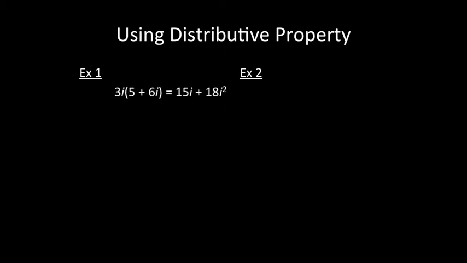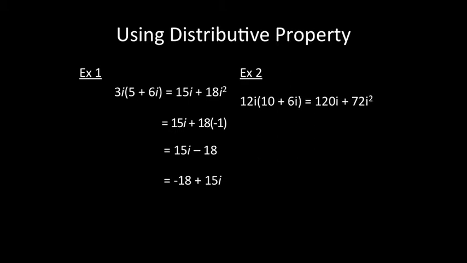Example number 1. 3i times 5 plus 6i is equal to 15i plus 18i squared. Now remember to convert i squared into -1, which will give a result of 15i plus 18 times -1 equals 15i minus 18. Now remember to put your answer in a plus bi form, which equals -18 plus 15i. There you go. That's the answer to example number 1.